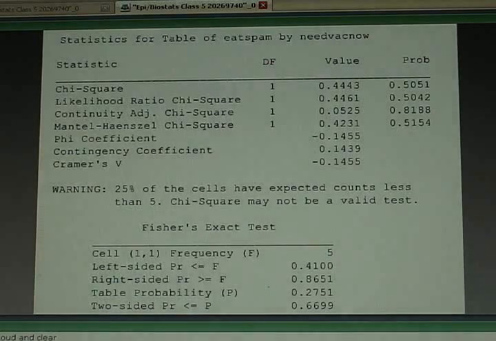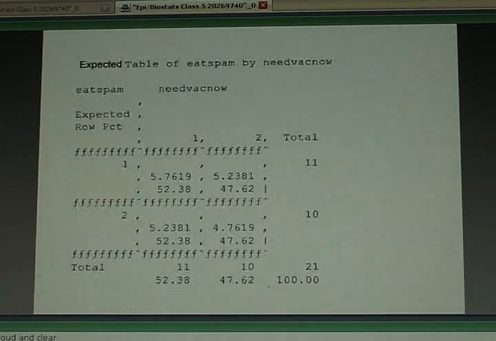But notice it gave you a warning. It says 25% of the cells have expected counts less than 5. Chi-squared test might not be valid. If we go back to that table, whenever you have an expected cell count that's less than 5, in this case, 1 out of the 4 values are less than 5, that's 25%, it's going to give you a warning.